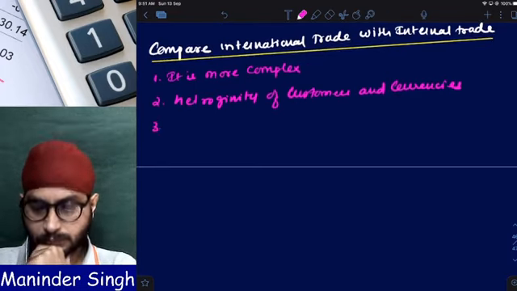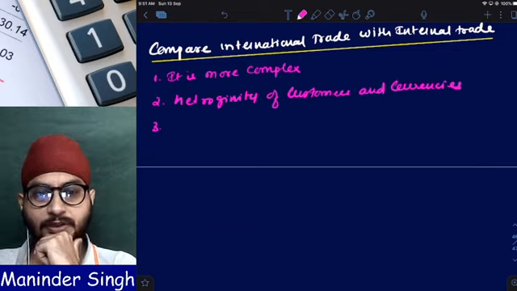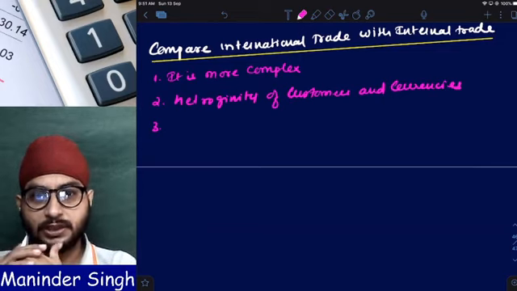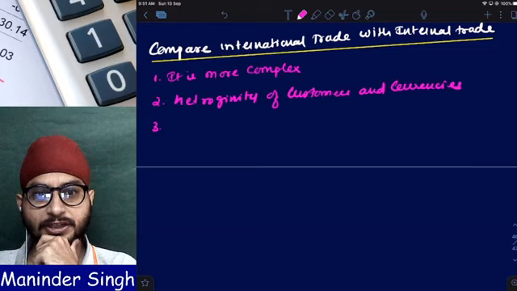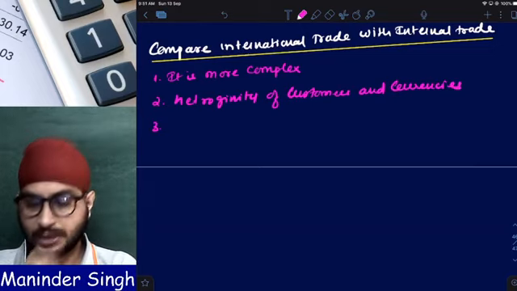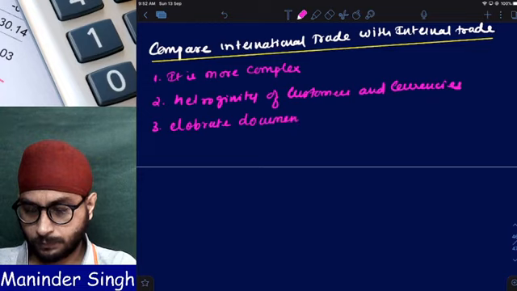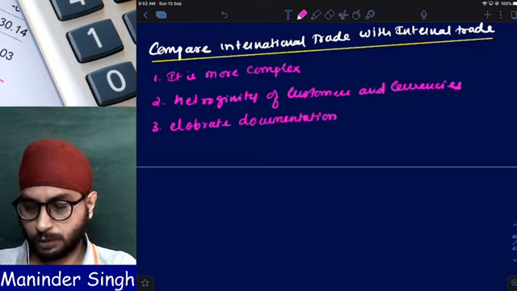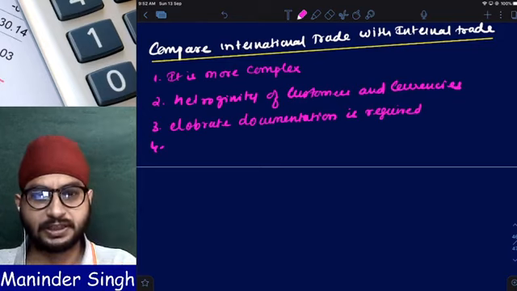Next, tell me, is the procedure to do trade within India and outside India the same or different? Different. So documentation will be very heavy in international trade. So can I say elaborate documentation is required? This license, that license, this paper, that paper, a lot of headache will be there in international trade.